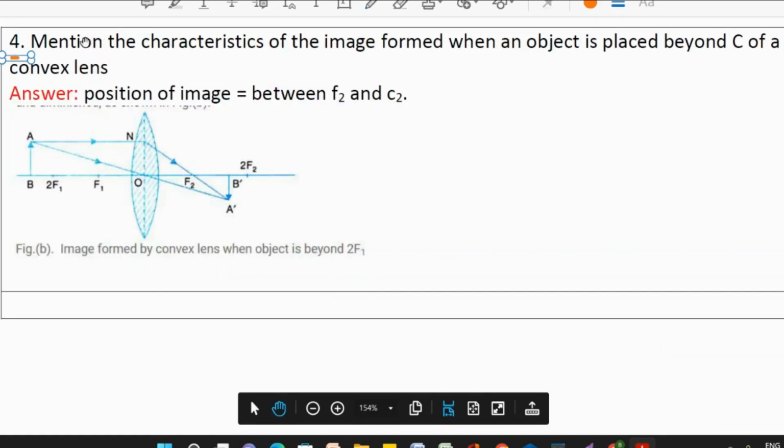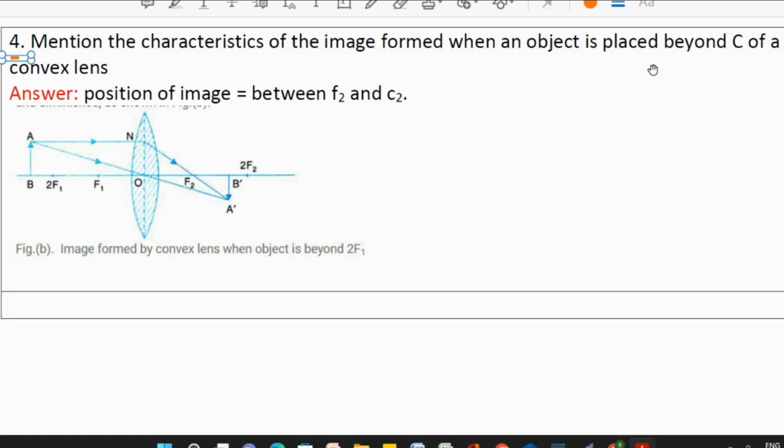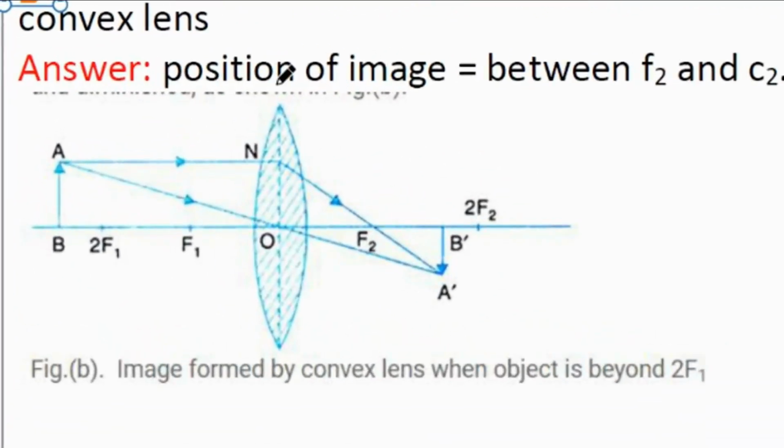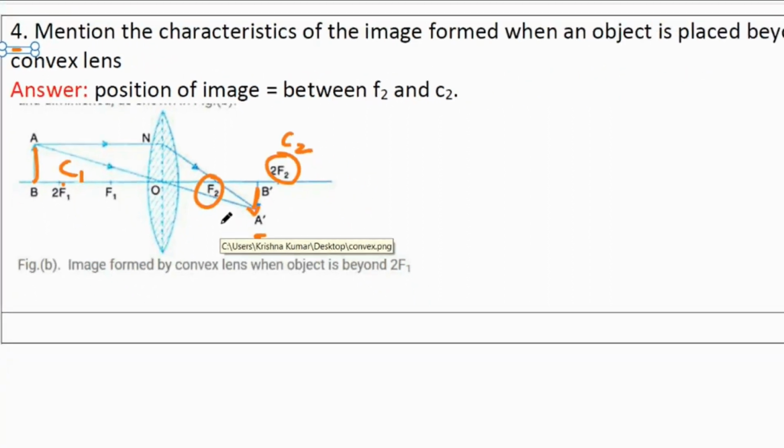Moving on to the fourth question. Mention the characteristics of the image formed when an object is placed beyond C of a convex lens. So this is the image, students. The position of the image will be formed between F2 and C2. 2F2 and C2 are one and the same. So when an object is placed beyond C1, the image will be formed between F2 and C2, and it is a real, inverted image.